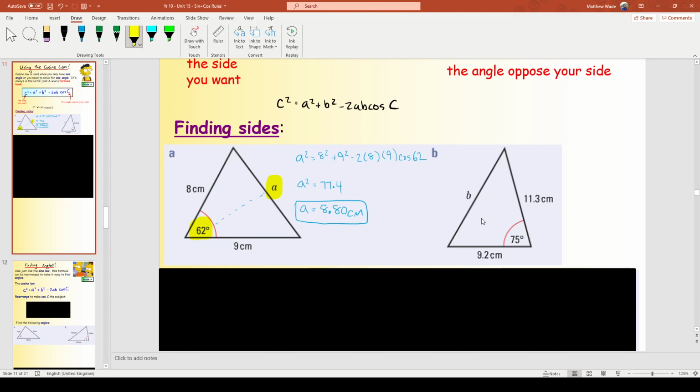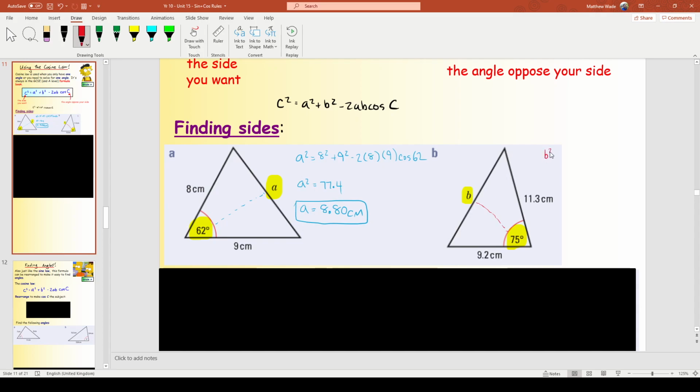Okay, and you're back, buddies. So here, hopefully you've got it. The side we want is B, so that's going to be the C in our formula, weirdly enough. So whatever side you want is the C in the formula, and that means 75 is the angle opposite. Okie doke, and again, the reason why is because they are opposite. Look, so it comes over, it hits that side.